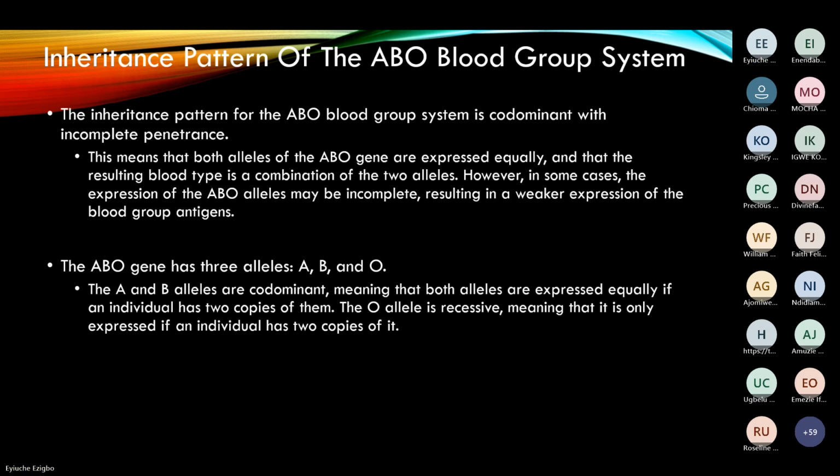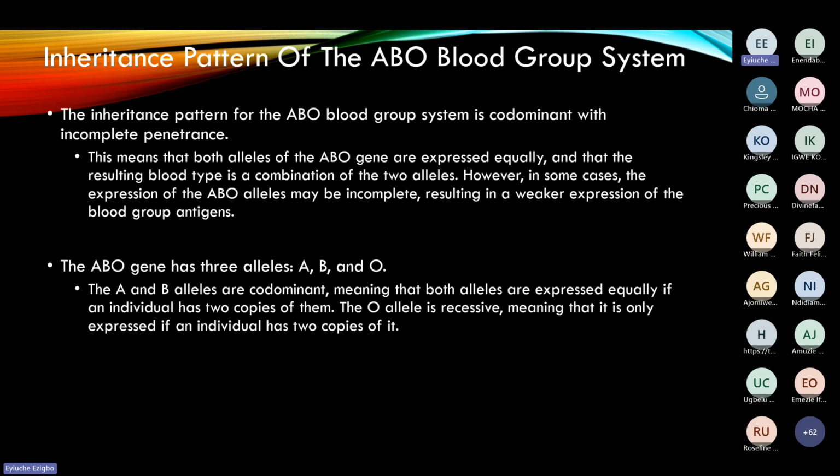What that means is that if your blood group is AA, that means you inherited one from your mother, and you inherited one from your father. Later we'll break it down so that you see exactly how it is being inherited. This means that whatever blood group you inherit from your father is being expressed, the codominance. However, in some cases, the expression of ABO alleles may be incomplete, resulting in a weaker expression of the blood group antigens.